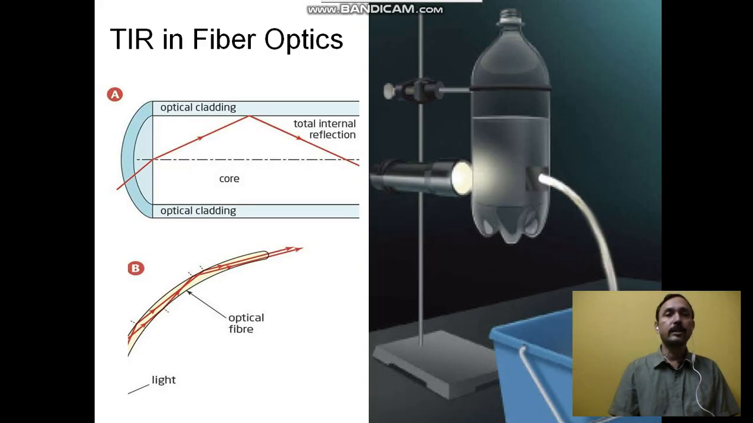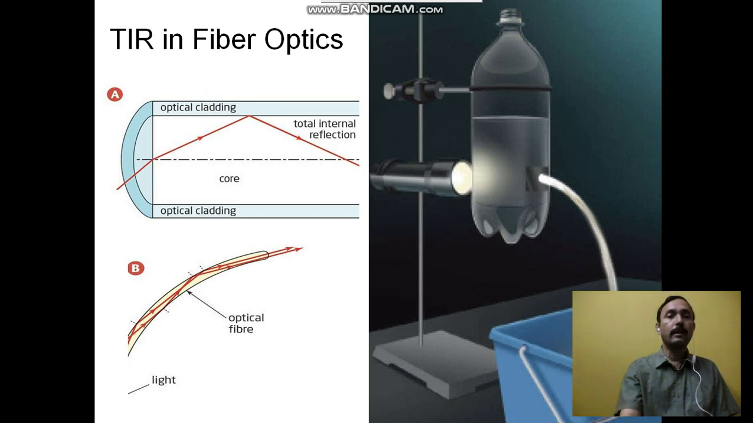Total internal reflection in fiber optics cable. Picture A is showing us the cross-sectional view of a fiber optic cable. Now, the inner one is known as the core and the outer one is known as the cladding. The inner material is more dense than the cladding, that is, the core is denser than the cladding.